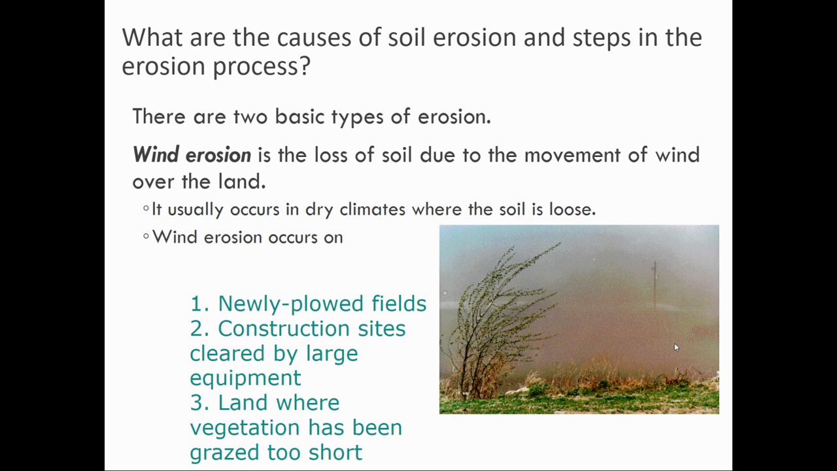Two main types of erosion. Wind erosion is a loss of soil due to the movement of wind over the land. It usually occurs in dry climates when the soil is already loose because of the lack of moisture. Wind erosion can occur on newly plowed fields, construction sites cleared by large equipment, or land where vegetation has been grazed too short.